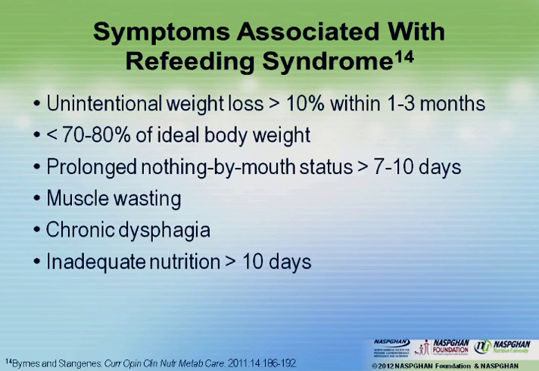If they're less than 70 to 80% of their ideal body weight. Prolonged NPO status, 7 to 10 days. If they have evidence of muscle wasting or chronic dysphagia or inadequate nutrition.